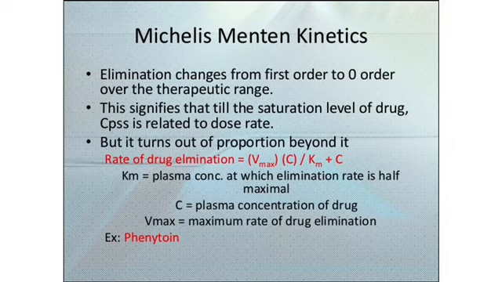Sabi niya, ang rate of drug elimination, nakadepende sa factors such as yung maximum rate of drug elimination mo na Vmax. I-multiply mo siya sa concentration ng drug mo sa plasma. Tapos, i-divide mo siya sa Km. Km kasi is plasma concentration at which elimination rate is half maximal. Anong plasma concentration? Yung elimination rate mo is half pa lang nung maximum na elimination rate niya. Okay? At what point? At what concentration? And then C, of course, the plasma concentration of drug again.